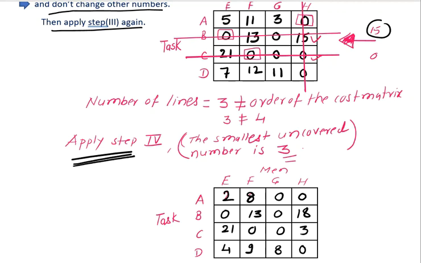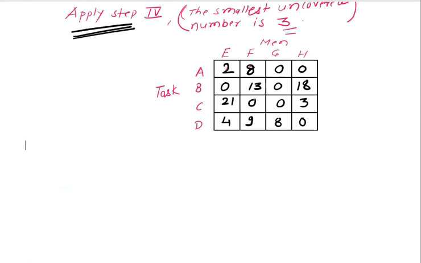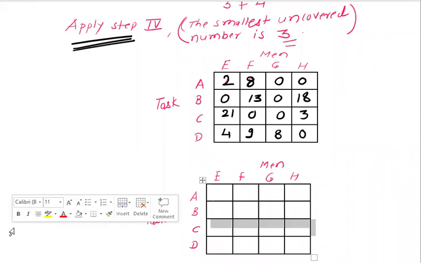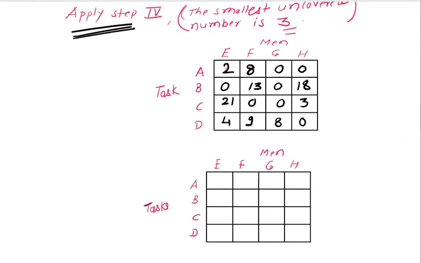So after step number 4, we apply step number 3 of the Hungarian technique or Hungarian method. So this is the cost matrix obtained after step number 4, on which we are applying step number 3.